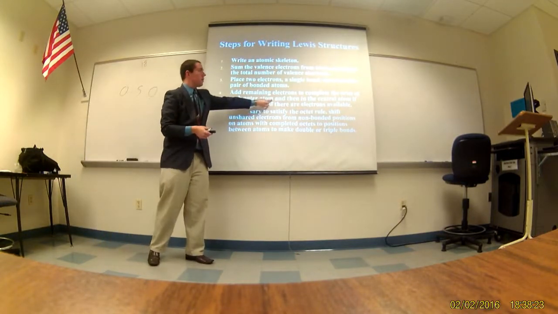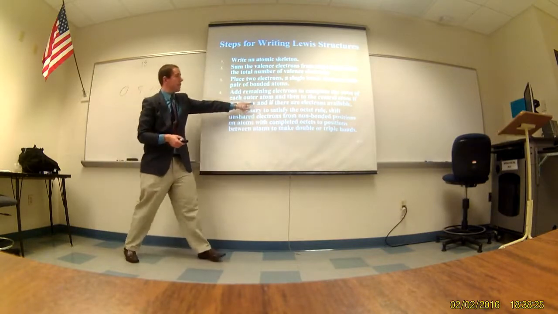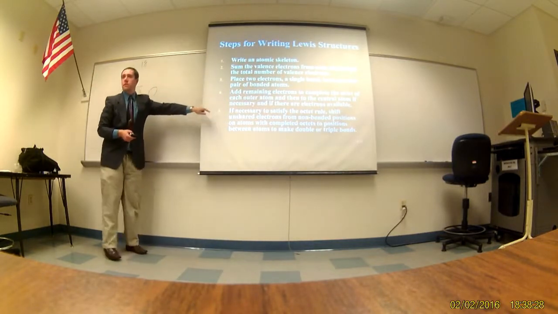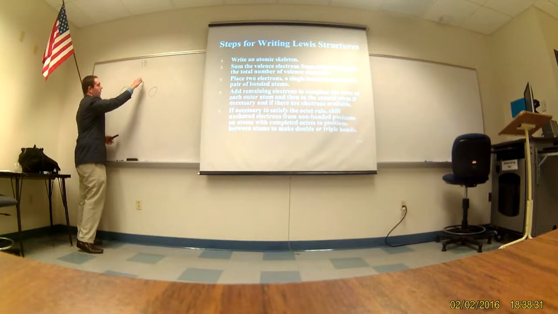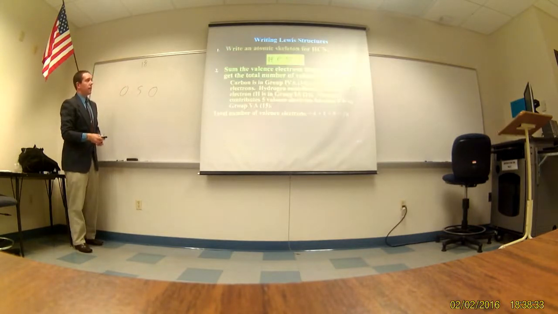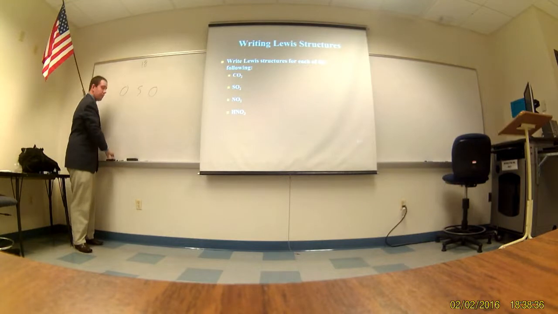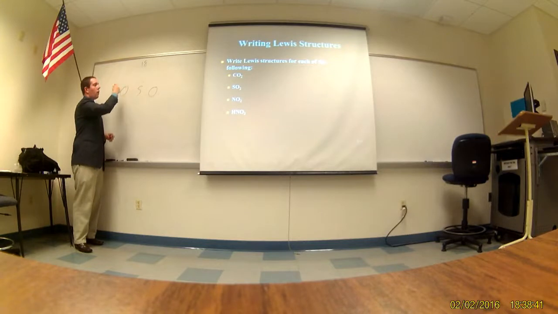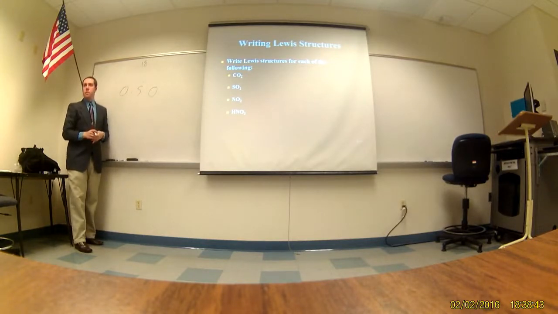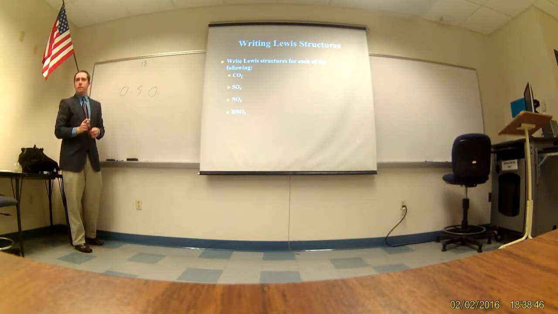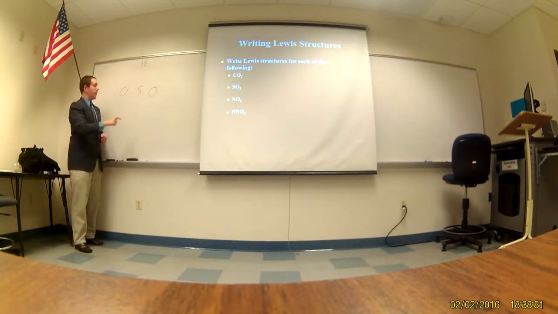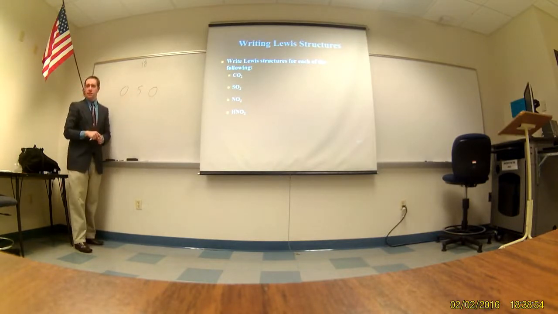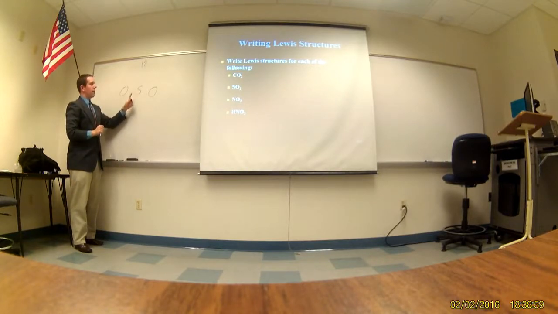So we've completed the octet of the outer atoms. Now it says to add them to the central atom. So now we have 2 more left. I'm going to stick them on the sulfur here. Are we done? No. What is wrong here? It's just not right. Which rule is not satisfied? Octet. Sulfur only has 6. What can we do to make that sulfur happy?